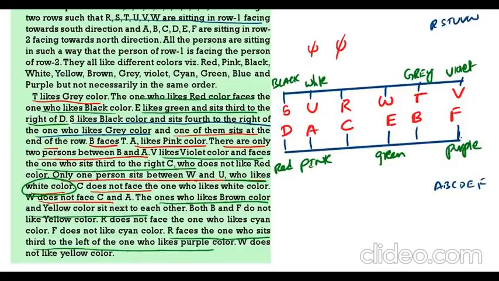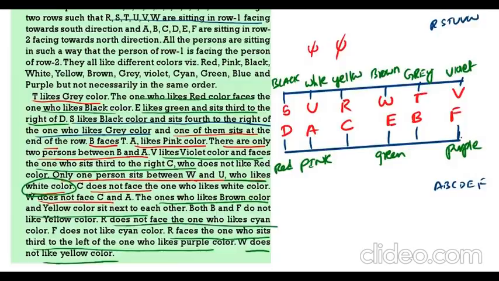Now brown and yellow sit next to each other, so here we will get one brown, one yellow. R can be brown or yellow, W can be brown or yellow. Now W does not like yellow. If W does not like yellow, W likes brown. Then R likes yellow.